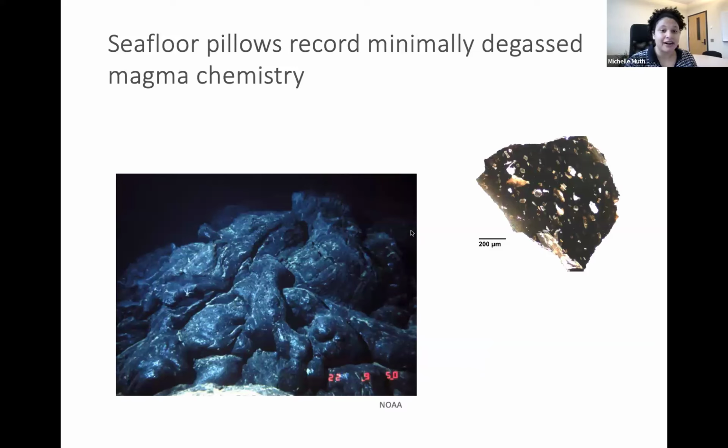We can also take advantage of seafloor pillows, which also record minimally degassed magma chemistry. And this is because seafloor eruptions take place under about 4,000 meters of water, and so erupt under a little bit of pressure that helps contain some of the volatile elements that would otherwise degas during eruption. And on the rims of these pillows are little chips of glass that have quenched rapidly enough to preserve the original chemistry of that magma. And so these are incredibly valuable, very direct means to study magma chemistry, but the pools of glass are very small, and so they require another technique to access information about valence state.